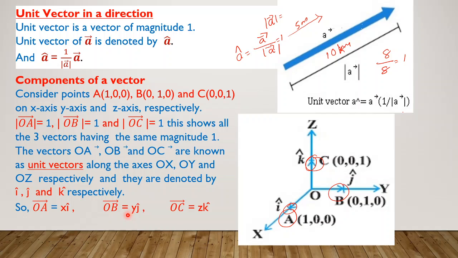Vector OB. So whatever coordinates we take, if you take any other coordinates, with x value as something, y value as something, z value as something, this is the way we are going to represent the particular vectors from now onwards. So OA is equal to xi, OB is equal to yj, and OC is equal to zk.